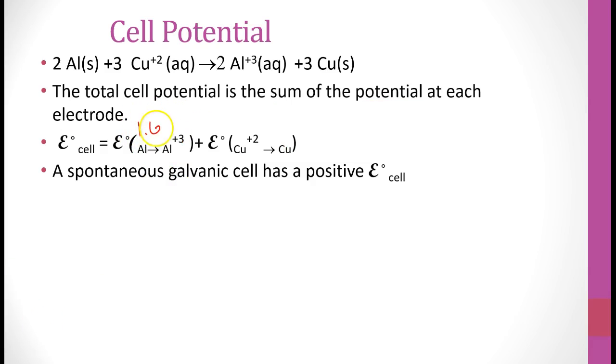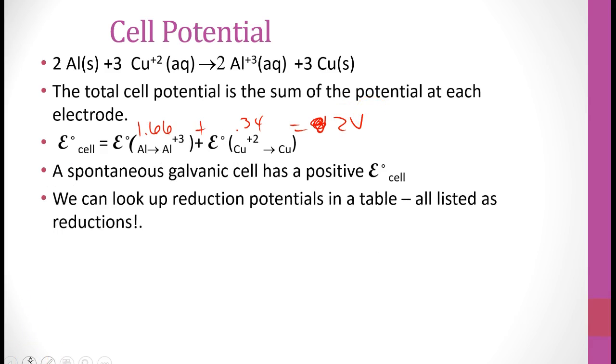And to find the cell potential, I'm going to erase the ink. This was 1.66. This is 0.34. Add them together to get the total voltage, 2 volts. And a spontaneous galvanic cell has a positive cell potential. Okay, if it's negative, it's not spontaneous. It's a dead battery, if you will.